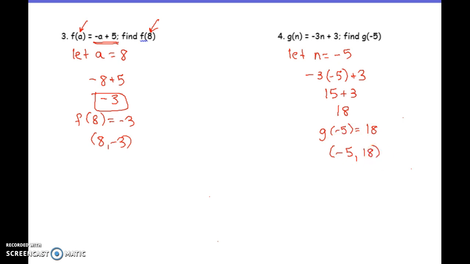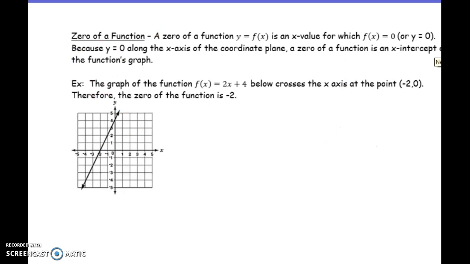Okay, moving on. The zero of a function. A zero of a function is an x value for which the output is equal to 0. So actually, the zero of a function is where it crosses the x-axis. We're looking for the x value where it crosses the x-axis. In this case, we have a graph. We can just look at it, and we can see that the x would be equal to negative 2. That's the zero of the function.